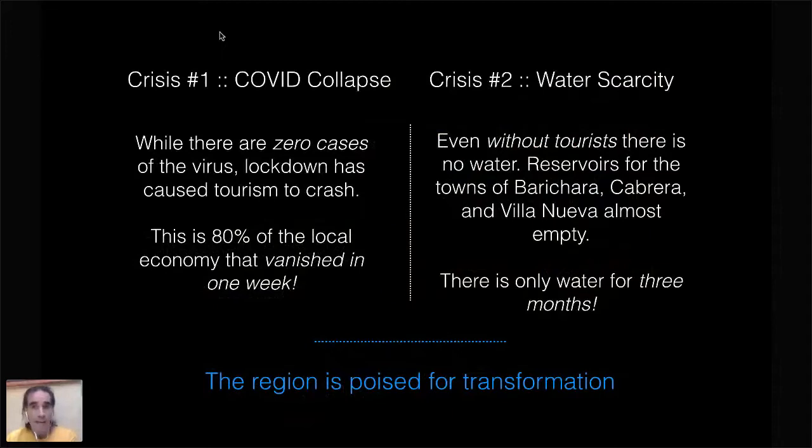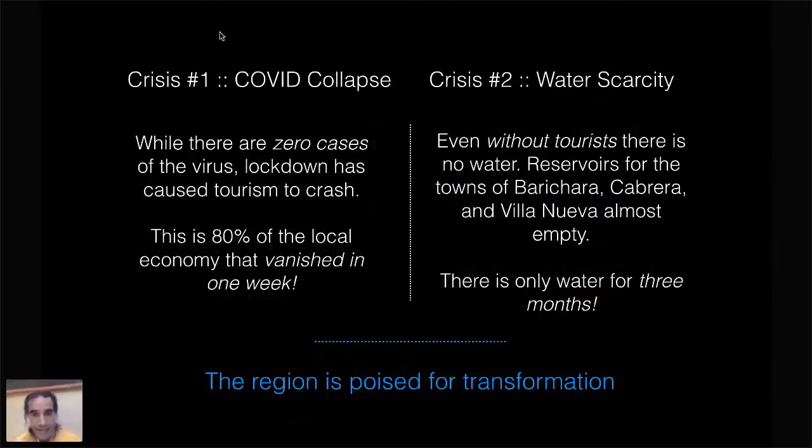Interestingly, though, we're almost out of water even without the tourists. So if the tourists came here, there would have been more demand for water and we would have even less. And the river, Rio Barichara, which has reservoirs set up for pulling water out of the river for 3 towns, the towns of Barichara, Cabrera, and Villanueva, all 3 reservoirs are almost empty, and there's only 3 months of water remaining.